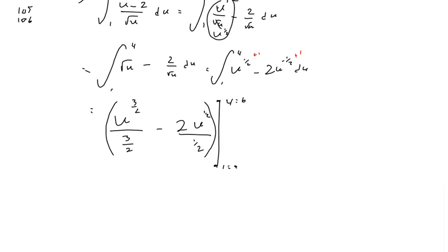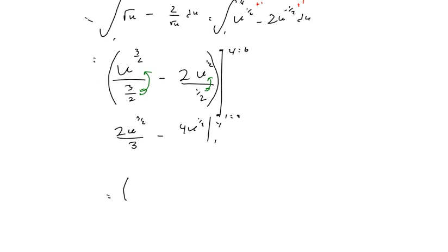So you're plugging in A and plugging in B. And so, again, we can simplify. We do our little flippy-do here, little flippy-do here. We have 2u to the 3 halves over 3 minus 4u to the 1 half, from 1 to 4.